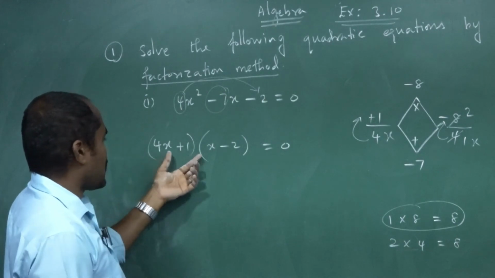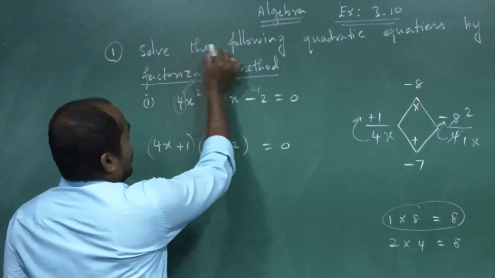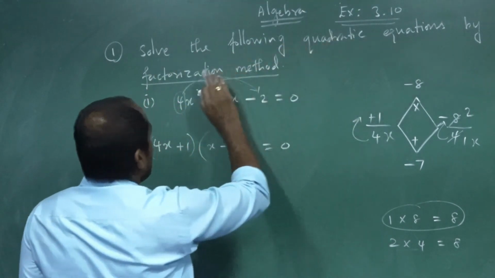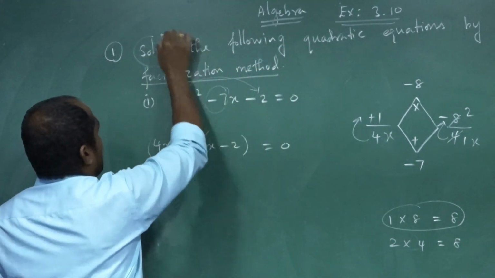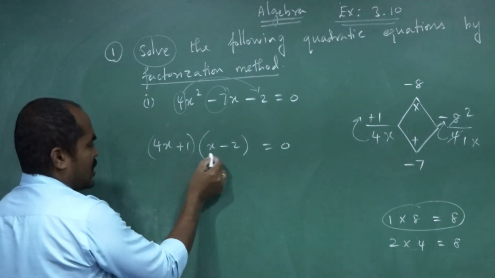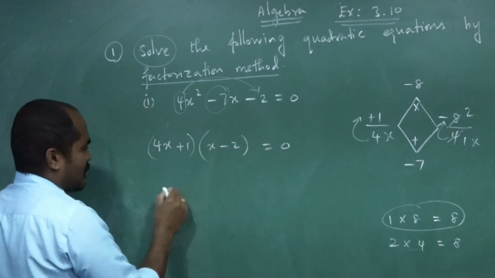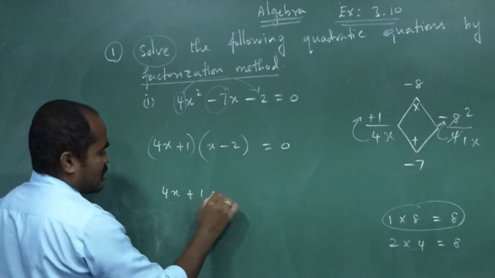So (4x + 1)(x - 2) = 0. Solve the following quadratic equation by factorization method. Solve means you want to find the x value. So (4x + 1)(x - 2) = 0. Equate each factor equal to 0: 4x + 1 = 0.